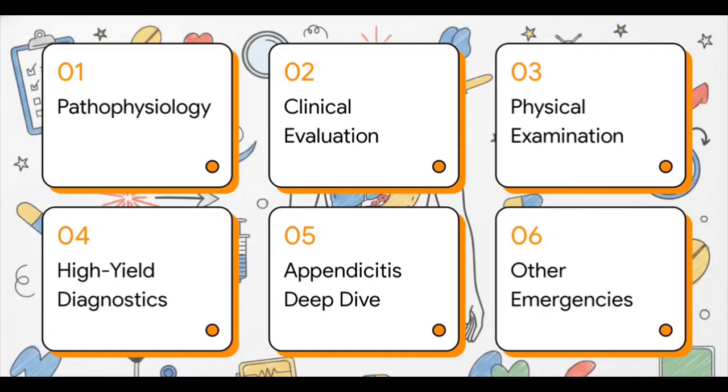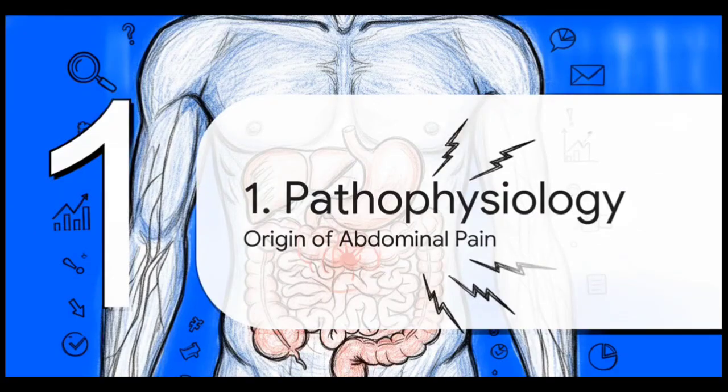We're covering the pathophysiology of abdominal pain, clinical evaluation and history, physical exam findings, high-yield diagnostics, a deep dive into appendicitis, and we'll wrap up with other major surgical emergencies. Section 1, the pathophysiology of abdominal pain.